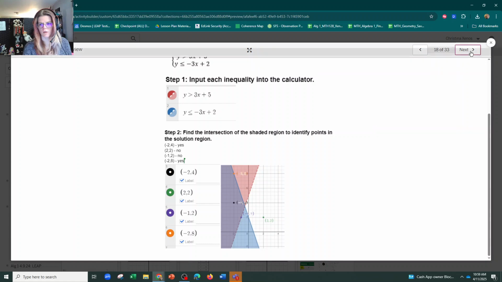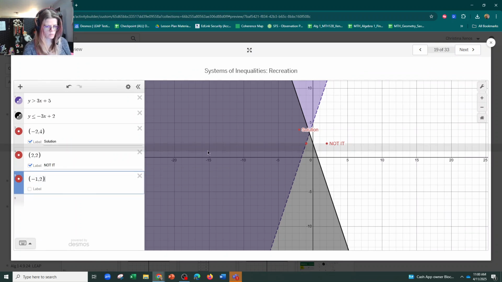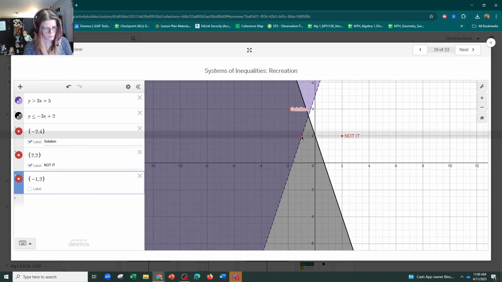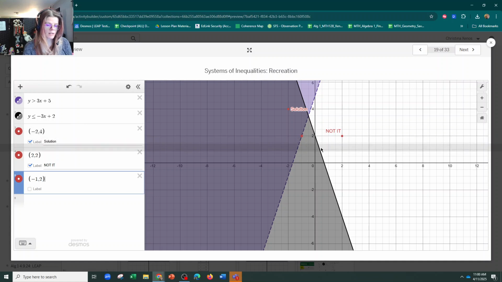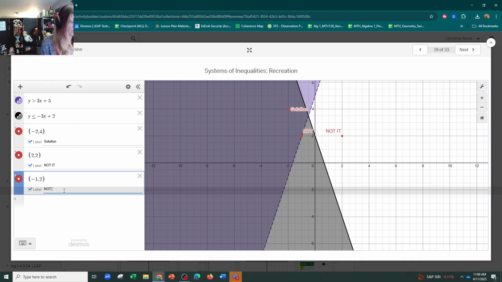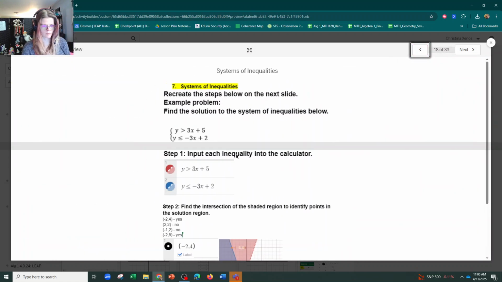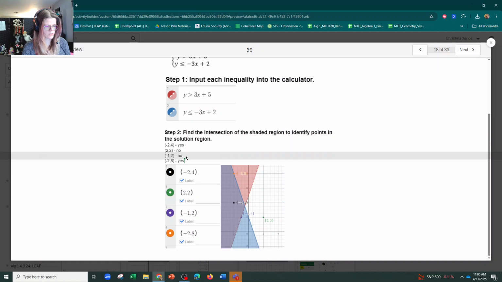And we've got negative 1, 2 as the next one. Now this one is on this dotted line. This one does not count. The dashed line does not count as part of your solution space. A solid line does, but not the dashed line. Not it because dashed. So that one is not a solution. See, even it says here, nope, it's not.